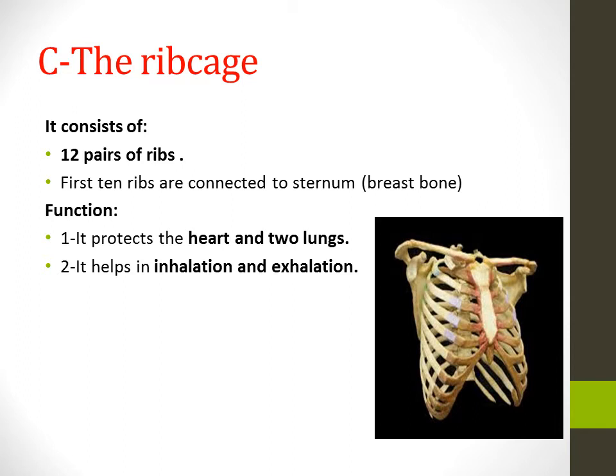The first 10 ribs are connected to the sternum, or breastbone, and there are 2 pairs floating. And what about the function? It protects our heart and lungs, and helps in respiration, inhalation, and exhalation.